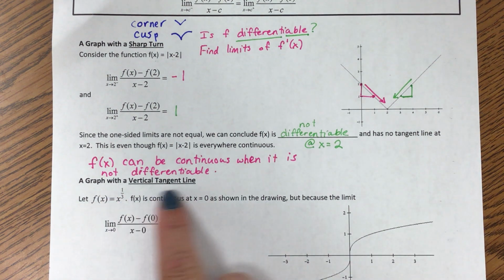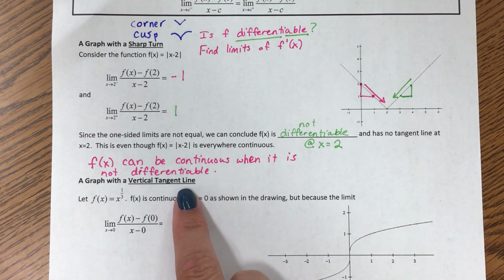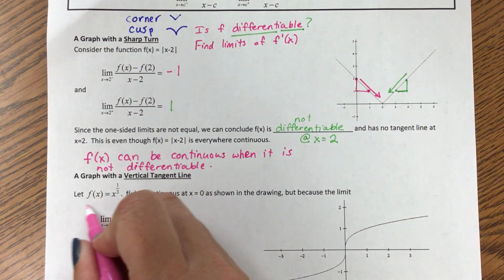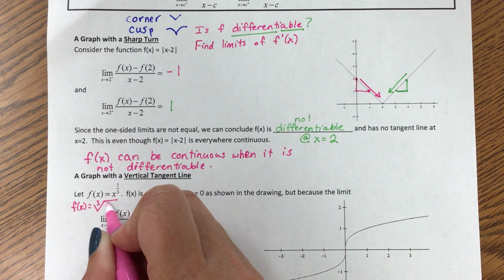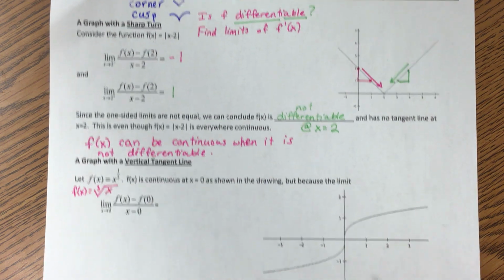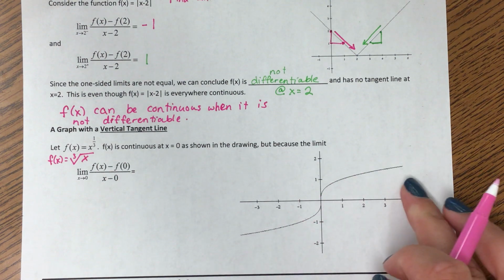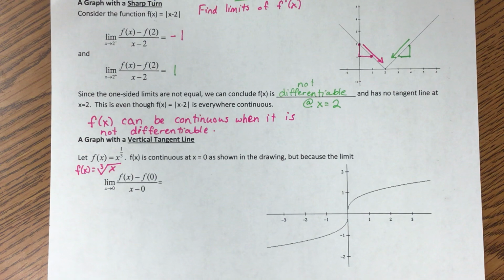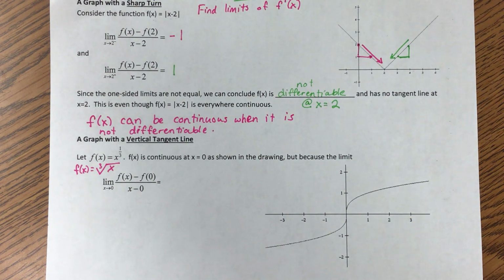Okay. A graph with a vertical tangent line. So we haven't seen one of these yet, but if we take a look at this graph of f of x equals x to the 1/3, which is the same thing as f of x equals the cube root of x. Those are the same thing. I've not taken a derivative. They're the same function. That's this. It's like the teapot with then another teapot over this way. Okay, f of x is continuous at x equals 0.